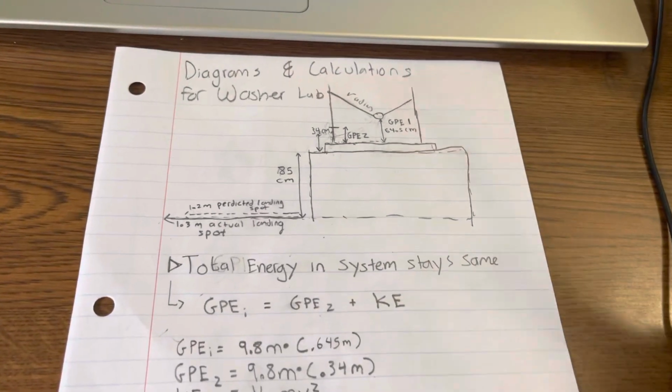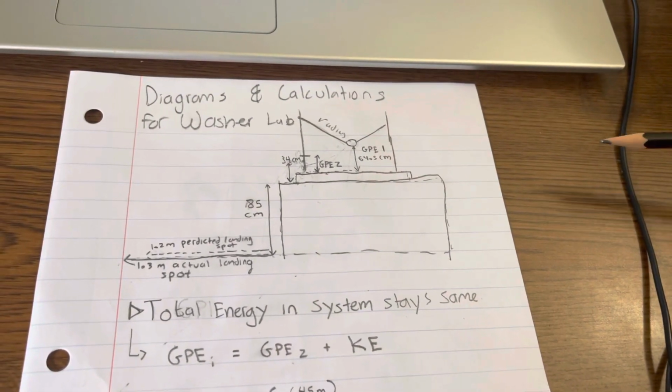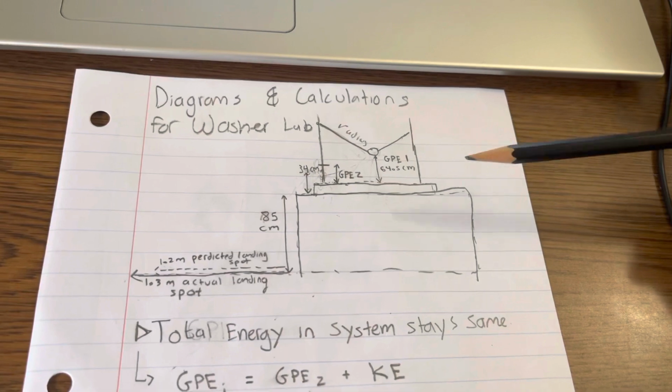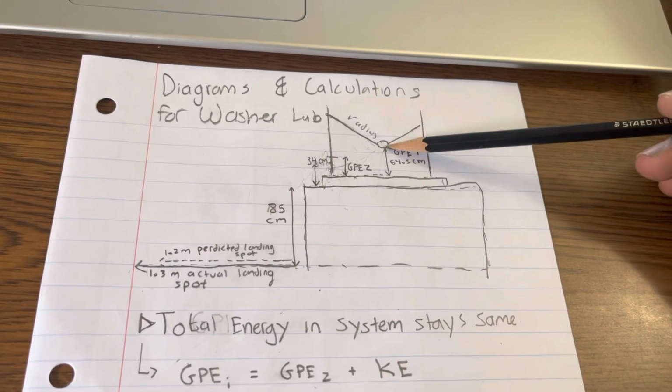So this right here is the diagram and calculations for my washer lab. Let me get right into it. I'll start with the diagram. So right here is the washer.